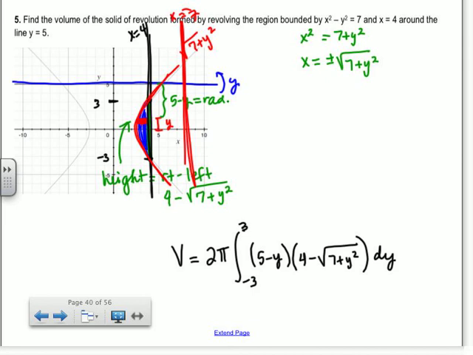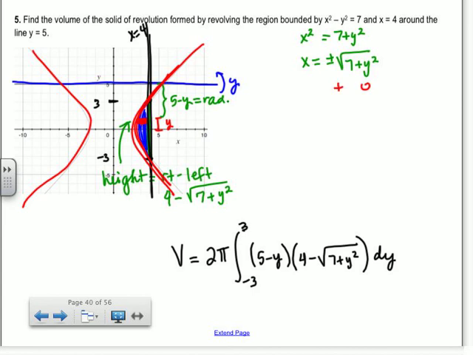Yeah? How do you know it's the positive square root of 7 plus y squared? Because x values are positive on this side of the graph. They're negative over here, right? So x equals the negative square root on that side. You can plug things in. If you plug in 0, you'd get the positive square root of 7. Okay, the positive square root of 7 is here on this side, right here. It's not this side. That would be the negative square root of 7.